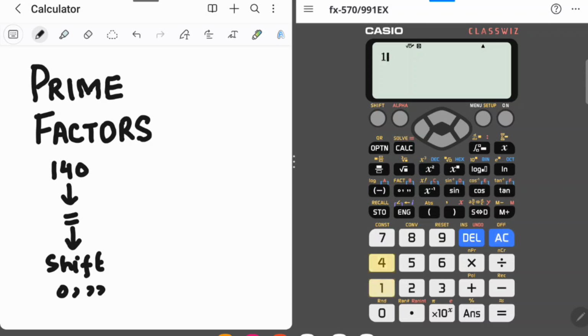What do you do? You just press 140 and then equals, and then Shift and this button, and you will get 2 squared into 5 into 7. So this is the prime factorization of 140. For example, if I want to know 125, you know this number, it is 5 cubed. So press 125, then equals, then Shift and this button, and you can see it's 5 cubed. So that is the prime factors question. You can do it quickly on your calculator if you are going to check your answer.